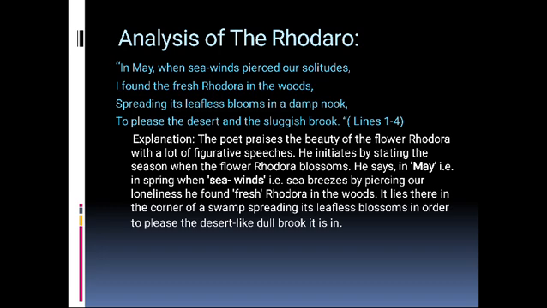Let us see the analysis of the poem, The Rhodora. The poem lines are: In May, when sea winds pierced our solitudes, I found the fresh Rhodora in the woods, spreading its leafless blooms in a damp nook, to please the desert and the sluggish brook. We are going to see the analysis of the first 4 lines of the poem.